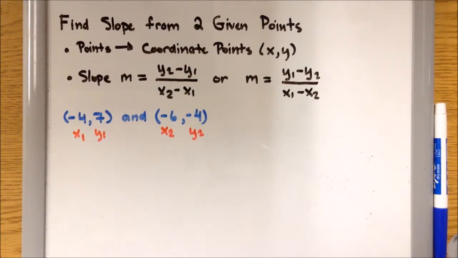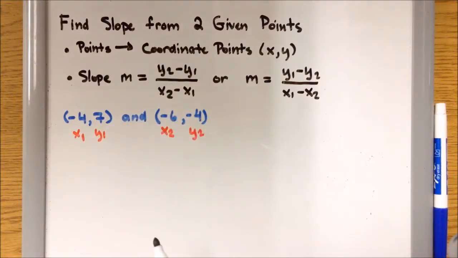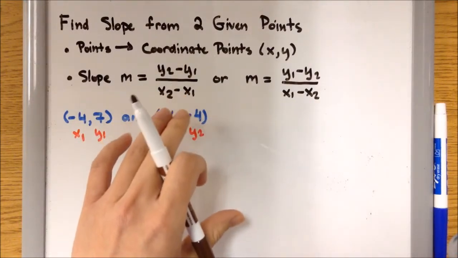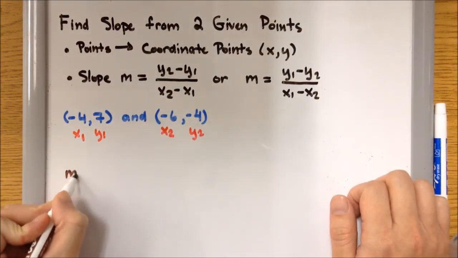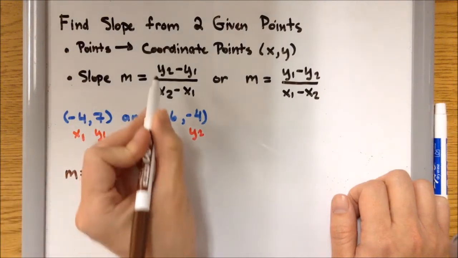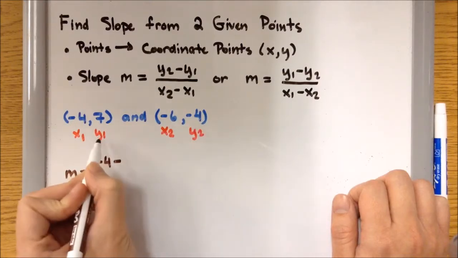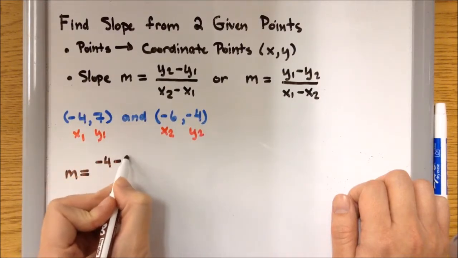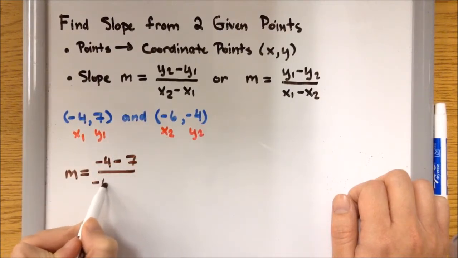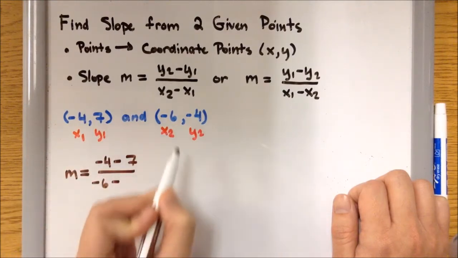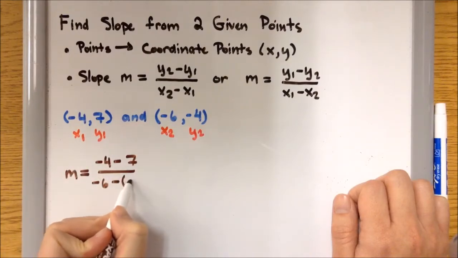And again, it doesn't matter which order you do, but say I use this one, y2 minus y1 over x2 minus x1. So my y2 goes first, so -4. I put exactly what I see, minus my y1, which is 7, over my x2, which is -6, minus, now this is where we have to be careful, my x1 is negative, so I'm going to include parentheses on it, -4.